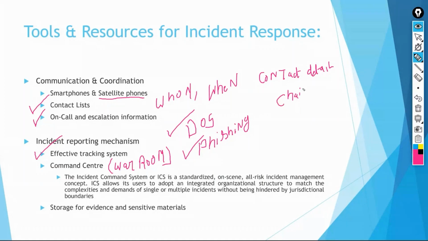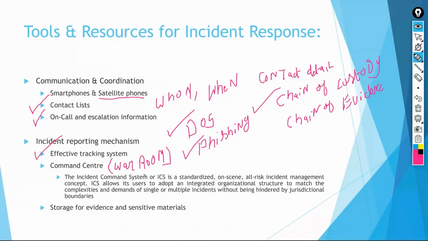You should have a proper chain of custody, along with that, the chain of evidence. The chain of custody talks about who has handled the evidence, when they handled the evidence, and what exactly they did in the evidence. So that talks about the chain of custody.